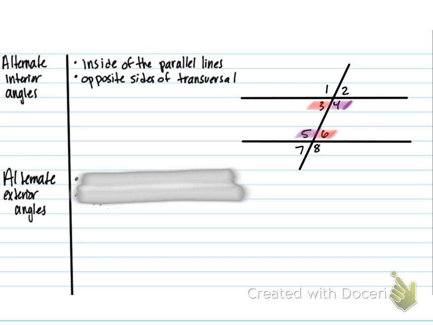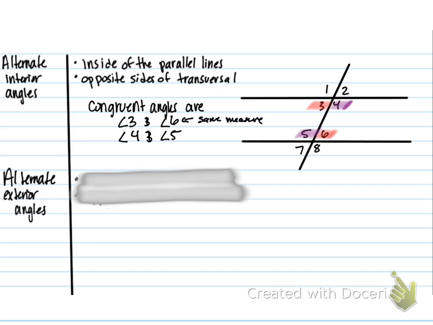Okay, so the congruent angles are angle 3 and angle 6, and angle 4 and angle 5. Okay, so that means that they are the same measure and they are the same measure.